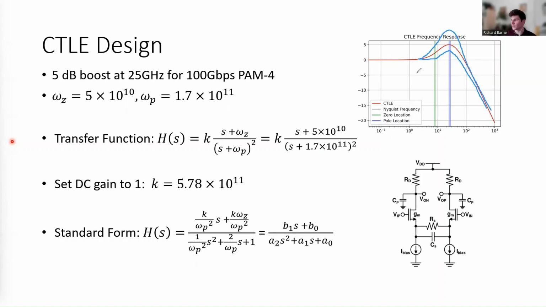The advantage of this is that now we can set our CTLE to work with our specific channel that we're using. A channel with more attenuation will need higher boost, and the cost will be higher power consumption by the CTLE. We chose to use 5 decibels of peaking at the Nyquist frequency because this is a typical value for a real 100 gigabit application.